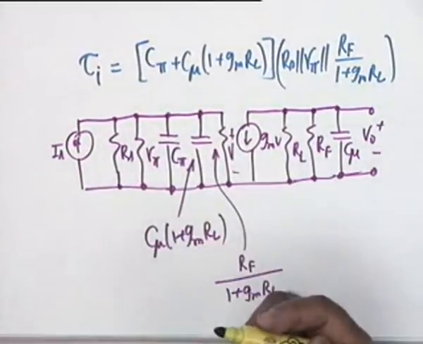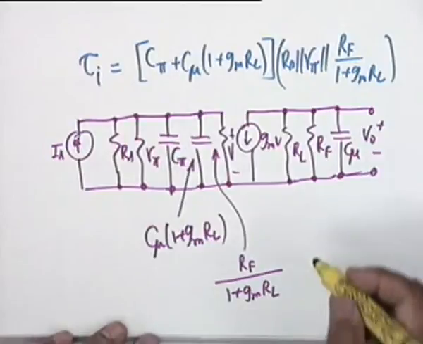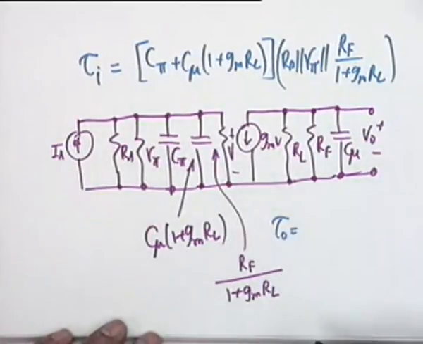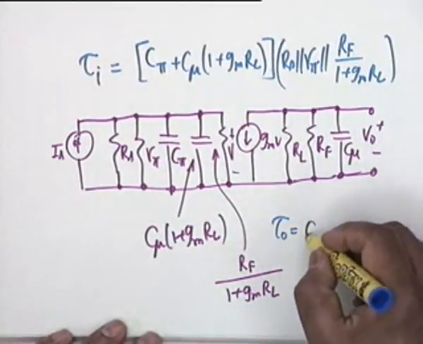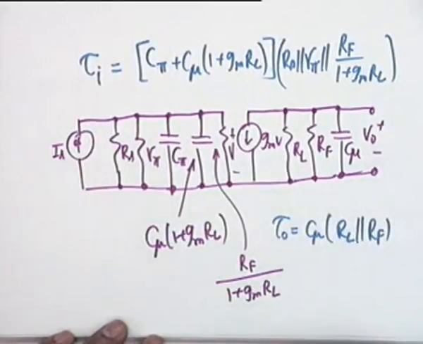This will obviously give rise to a factor of the form 1 plus s tau I, or 1 plus s divided by omega I, where omega I is 1 by tau I. And the output time constant tau naught is simply equal to C mu times RL parallel RF.